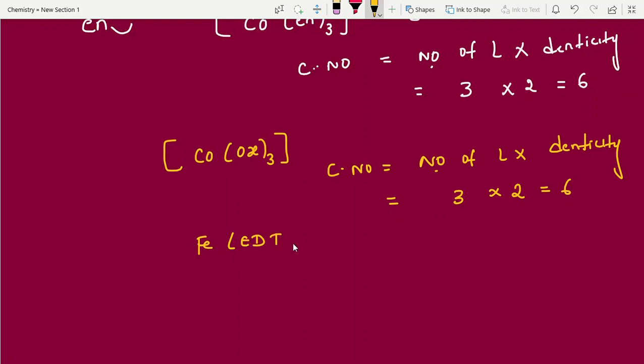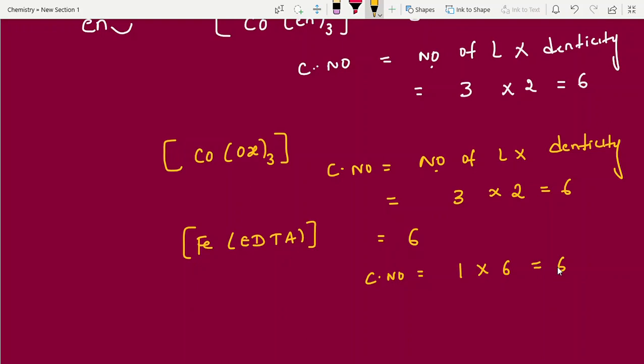Next, just now I took one example, Fe EDTA. EDTA is nothing but, students, you can use the normal method and shortcut also. 6 only, because here what is the coordination number? How to calculate number of ligands? 1. But denticity 6. 1 into 6, 6. Like this we are going to calculate coordination number.